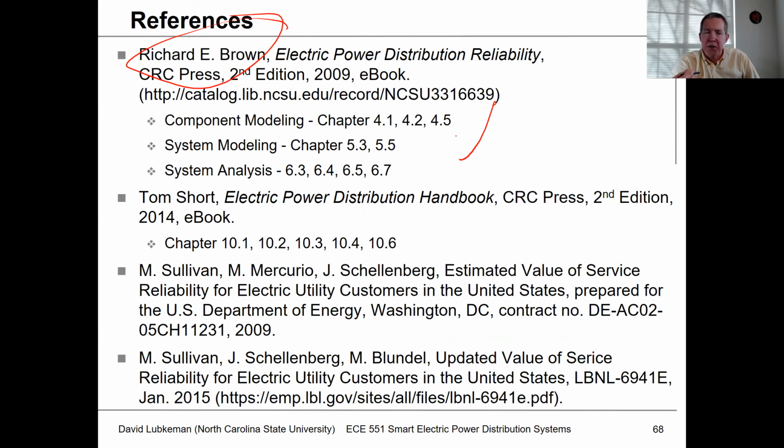Tom Short has a lot of good background information. And if you want to see how programs like the ICE program from DOE work, there are a couple of papers with Mike Sullivan as a primary author, where he talks about doing all these surveys in order to get these valuations: what's the cost of reliability? There were some initial efforts in the 2000 era, and this was updated in 2015. These papers talk about where the numbers behind the ICE calculator come from.